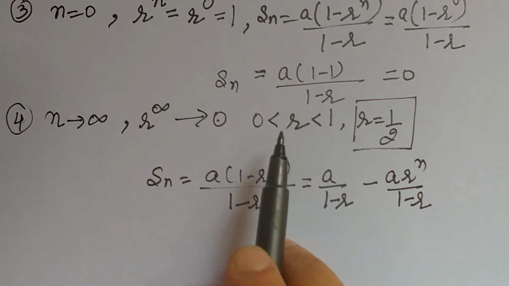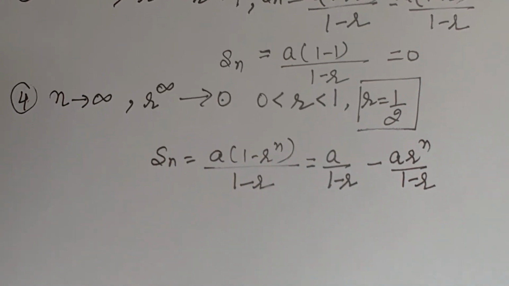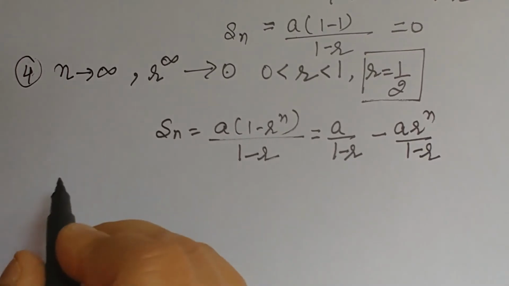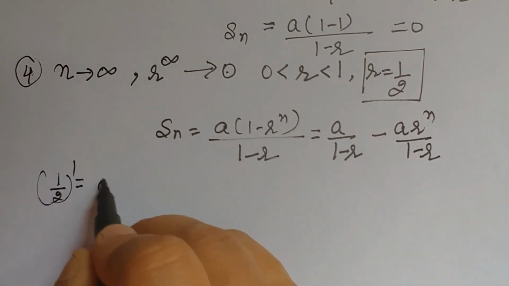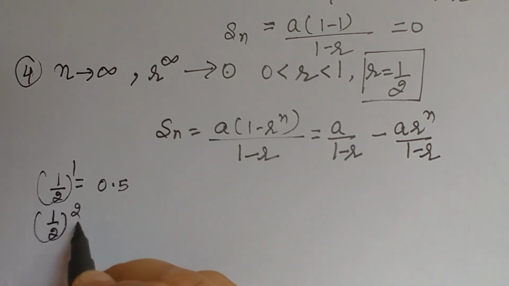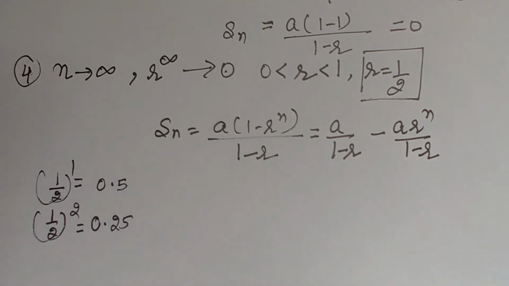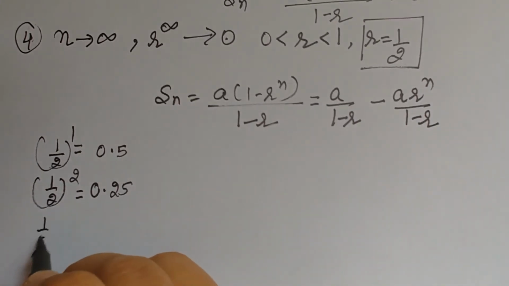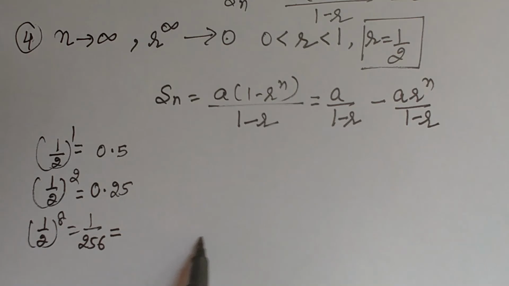Let us see why. r is a number between 0 and 1, that is, we have taken it as half. See, half raised to power 1 gives me 0.5. Half raised to power 2, what will it be? 0.25. Now make it half raised to power 8. It is 1 upon 256. Now it will be like 0.0.